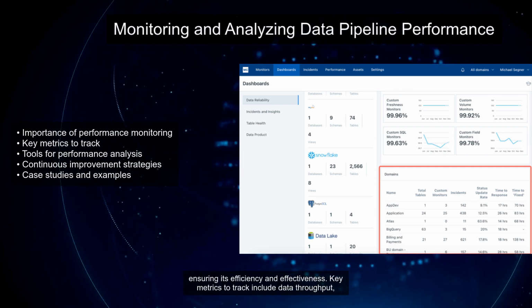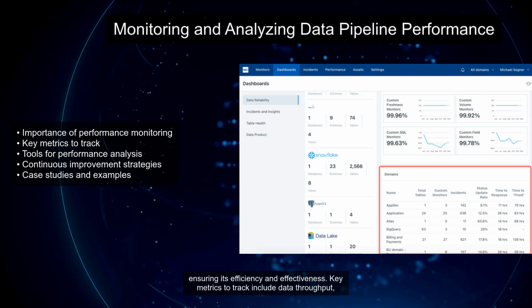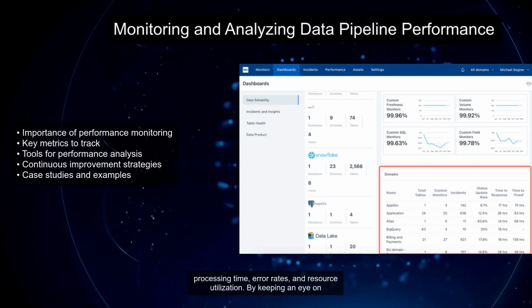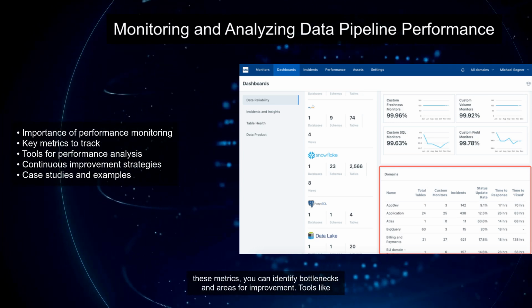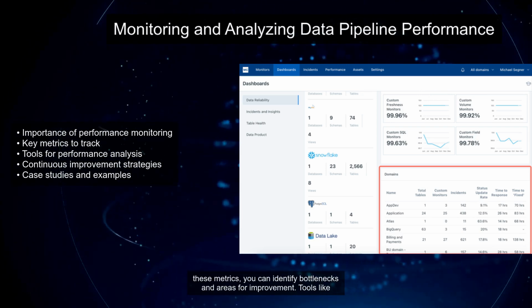Monitoring and analyzing the performance of your data pipeline is crucial for ensuring its efficiency and effectiveness. Key metrics to track include data throughput, processing time, error rates, and resource utilization. By keeping an eye on these metrics, you can identify bottlenecks and areas for improvement.